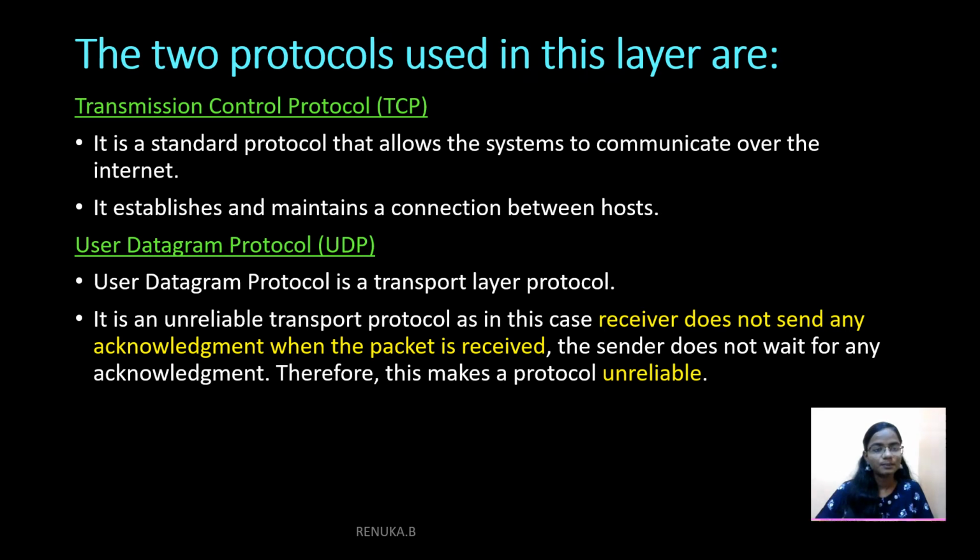The next protocol is User Datagram Protocol. It is a transport layer protocol. It is an unreliable transport protocol, and in this case, the receiver does not send any acknowledgement whether the packet is received or not, whereas in TCP, an acknowledgement will be sent. In UDP, acknowledgement is not sent whether the packet is received or not, and the sender does not wait for any acknowledgement. So only this protocol is known as an unreliable protocol.